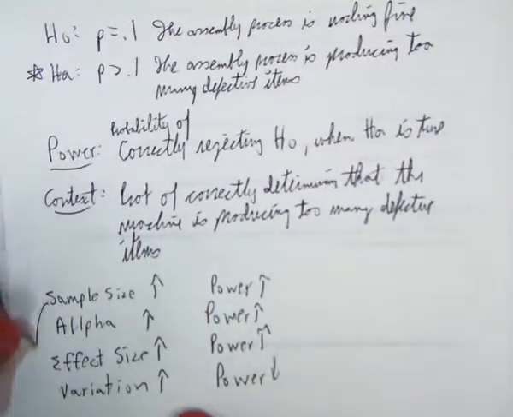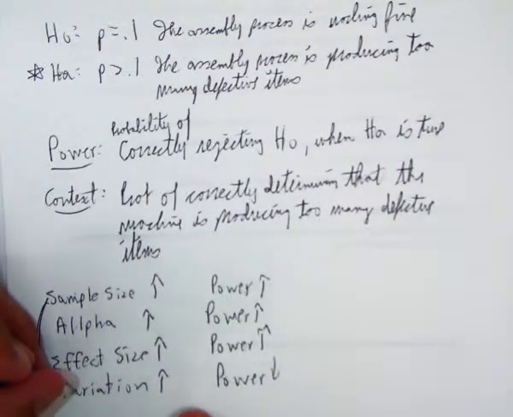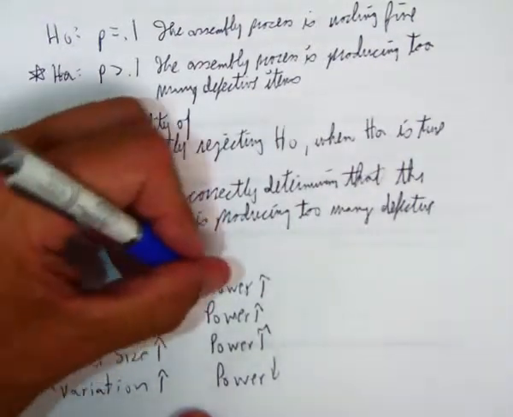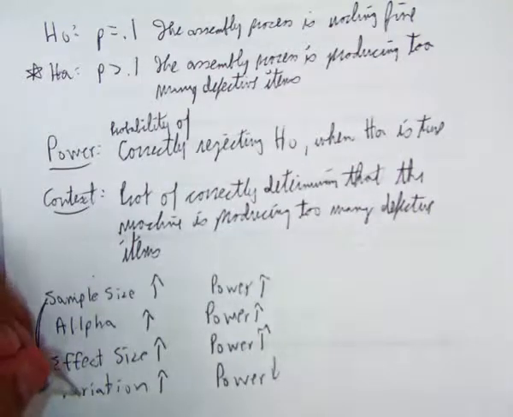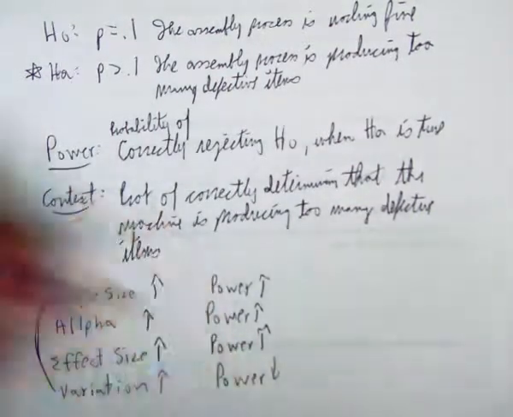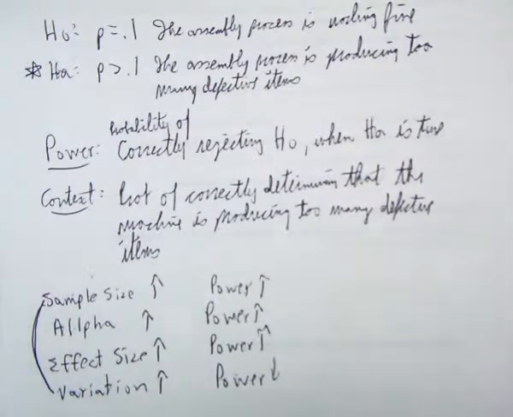And that's because these two are linked together. When sample size increases, variation goes down. Well, if sample size has a direct relation to power, and sample size has an inverse relation to variation, then variation and power must have an inverse relationship as well. So, let's take a look at this problem. We already answered question A.